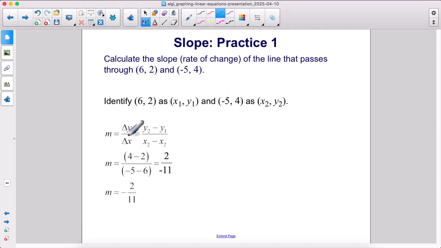Change in y is y2 minus y1, 4 minus 2. 4 minus 2 gives us 2. x2 minus x1 is negative 5 minus 6, which is negative 11. Therefore, our slope is negative 2/11.